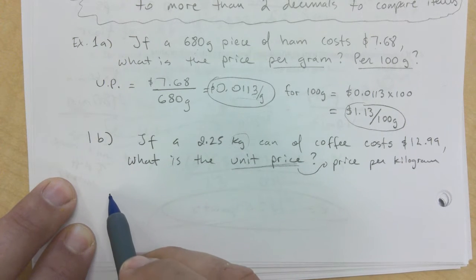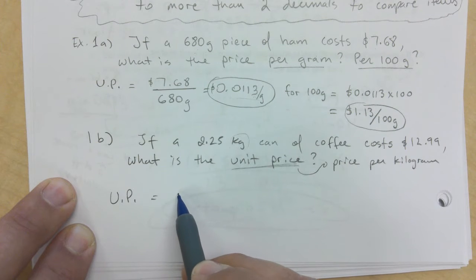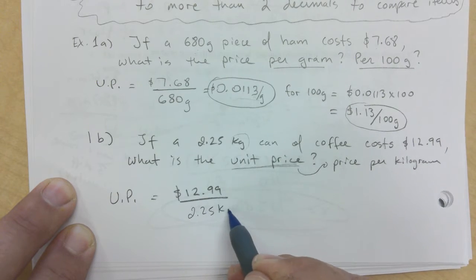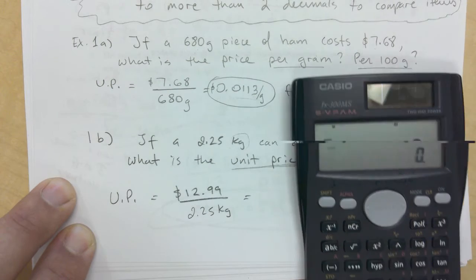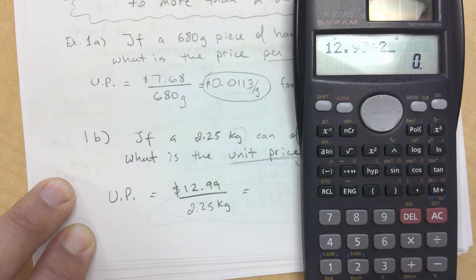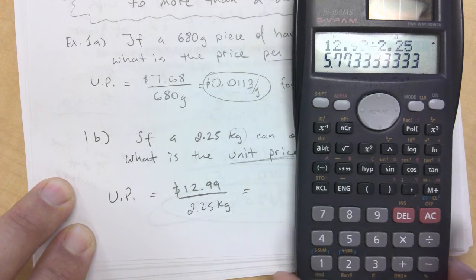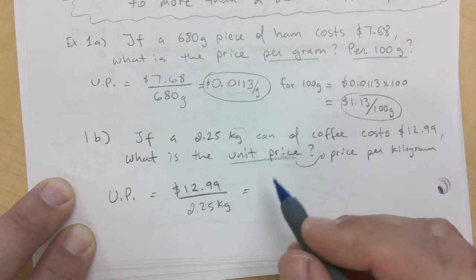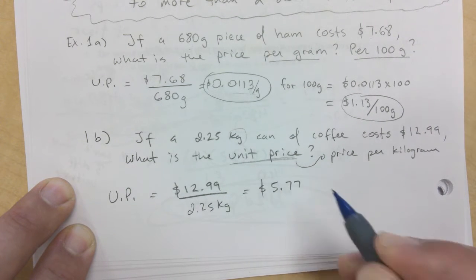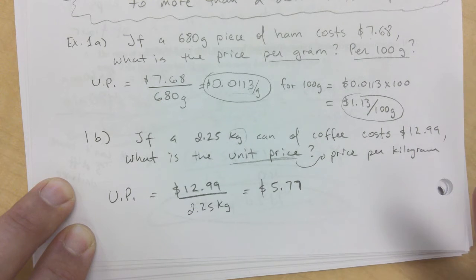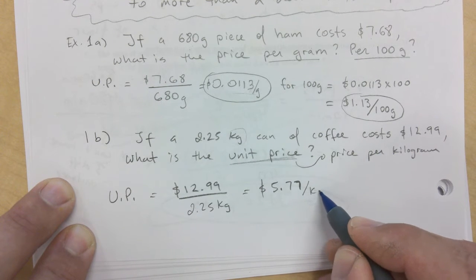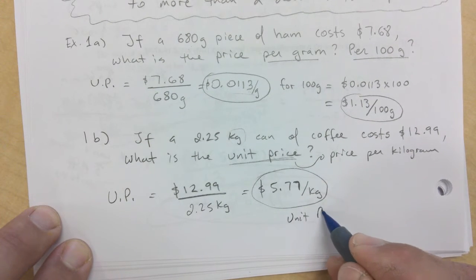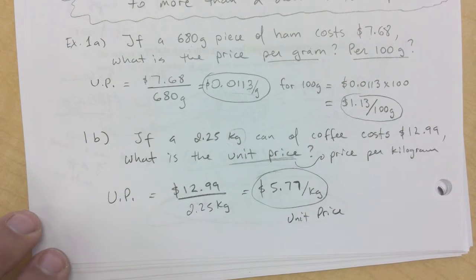Okay? So the same thing applies. Unit price is cost divided by quantity. And so we go $12.99 divided by 2.25, and that's 5.773 repeating, okay? But in this world, when it comes to money, stores round to 2, right? And that's per kilogram. This is the unit price in this case. Okay. It's easy as that.